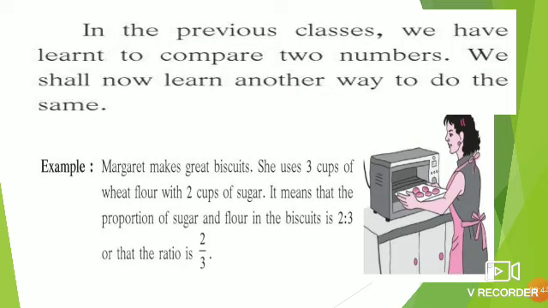Let's take one example. Margaret makes great biscuits. She uses 3 cups of wheat flour and 2 cups of sugar. It means that the proportion of sugar and flour in the biscuit is 2:3, or that the ratio is 2:3 here. This 2 represents the 2 cups of sugar. This 3 represents the 3 cups of wheat flour. So we can write this proportion like this: 2:3. And this is the ratio. In the fraction form we can write 2/3. This 2/3.